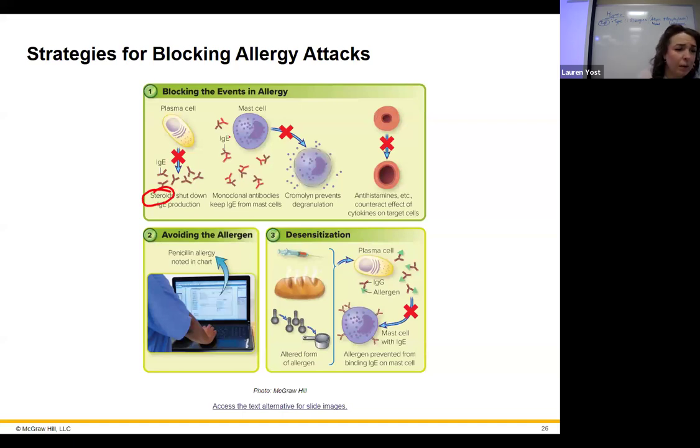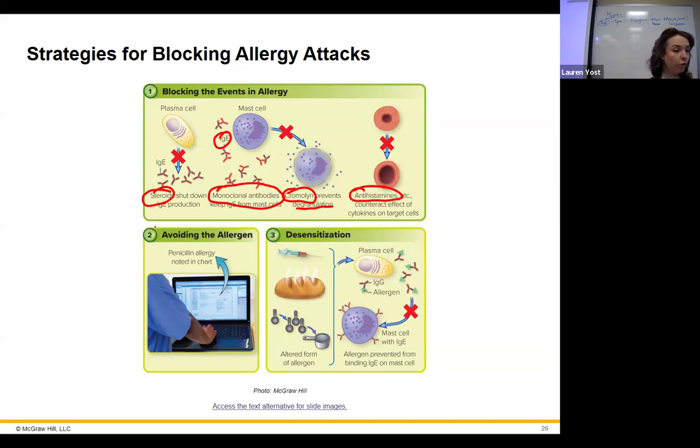We can have antibodies that bind with IgE so they can't work. So that's monoclonal antibodies. We have cromolyn, I don't know anything about it, but it prevents mast cells from degranulating, releasing their contents. Antihistamines counteract cytokines like histamine from acting on cells.